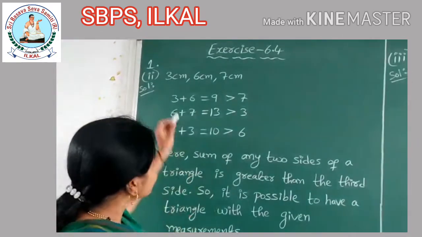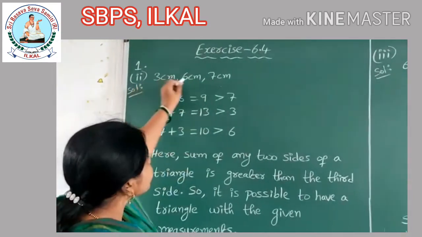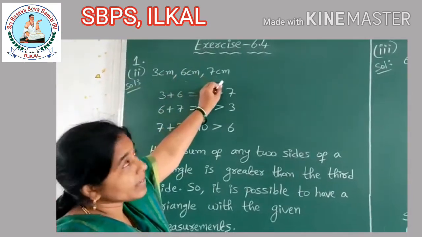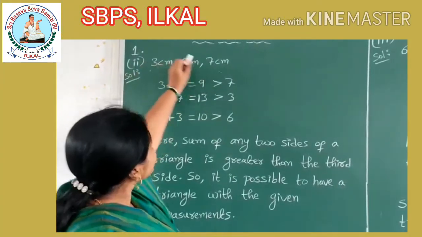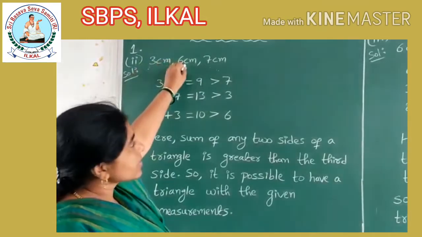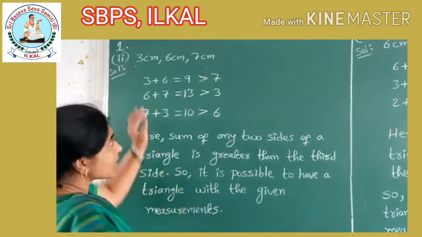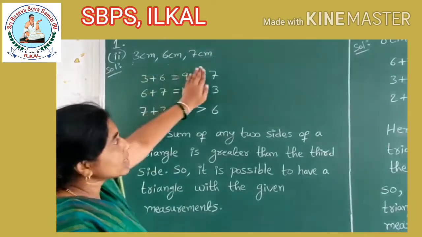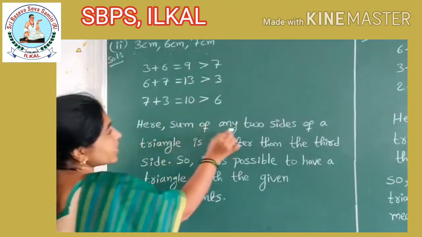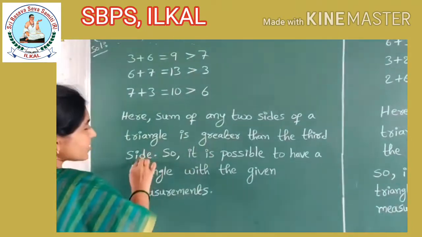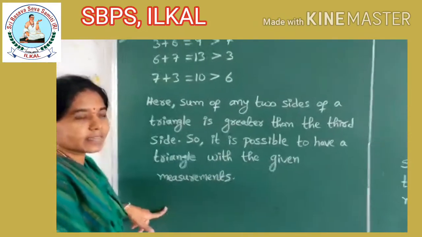Let's solve the next one. 3 cm, 6 cm and 7 cm are given. 3 plus 6 is 9, children. 9 is greater than 7. Okay, 6 plus 7 is equal to 13, which is greater than 3. 7 plus 3 is equal to 10, which is greater than 6. Here all the sums are greater than the third side. This means the sum of any two sides of a triangle is always greater than the third side. Here the property holds good. So it is possible to have a triangle with the given measurements.